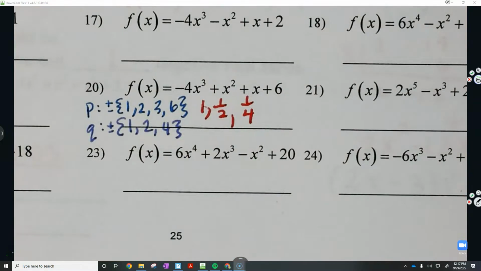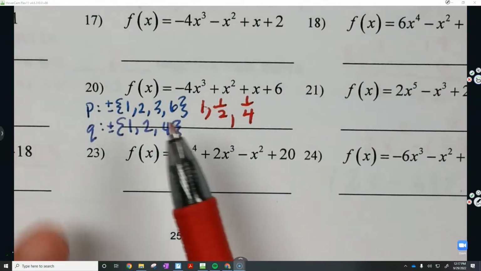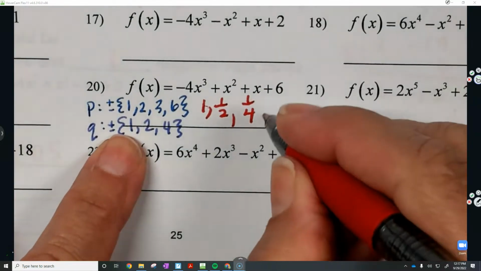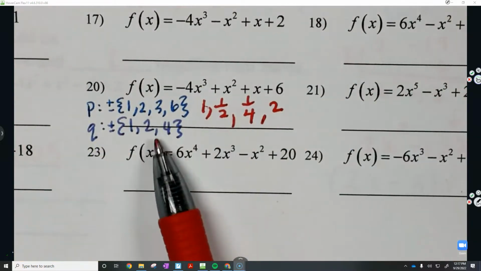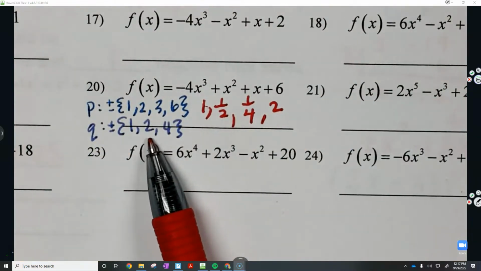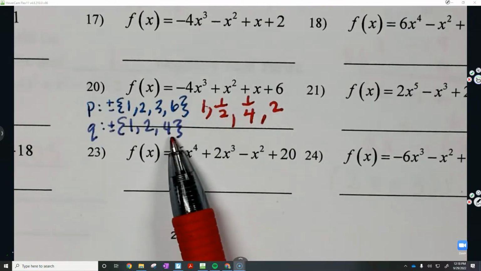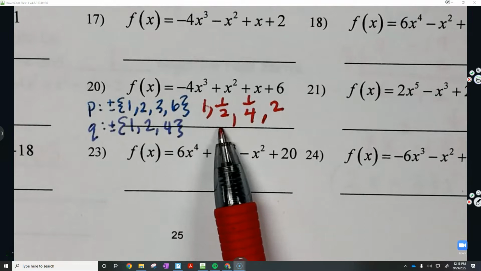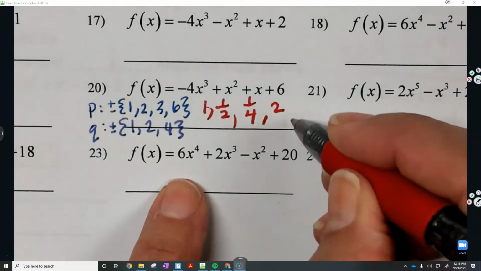Then we're going to do 2 and divide it by that again. 2 divided by 1 is 2. What's 2 divided by 2? I already have that. I'm not writing it again. What's 2 divided by 4? 1/2. We already have it. Don't write it again. Now let's do the 3's.